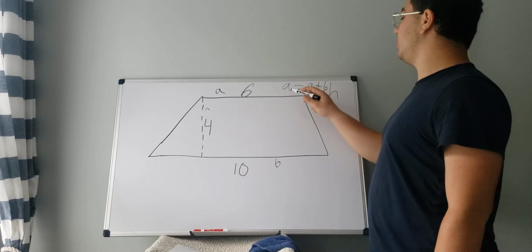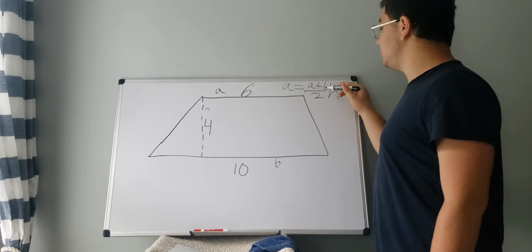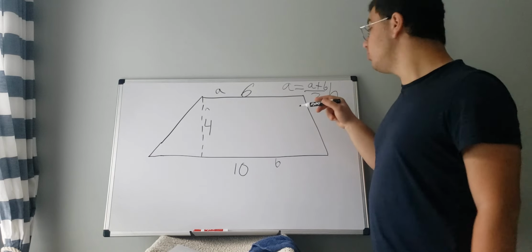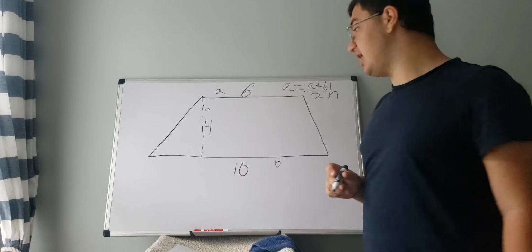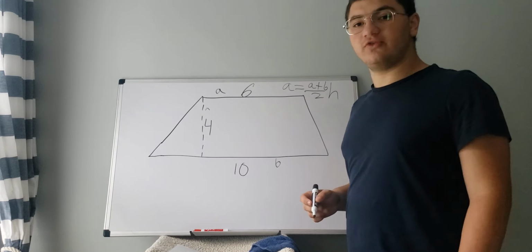So for the formula, the area equals the top, A, plus the base, B, divided by 2, and then multiplied by the height, which is H. And that's what we're going to do for all the examples.